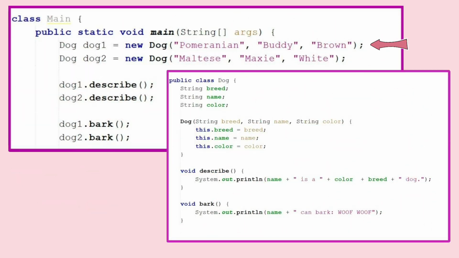We create two objects. The first is dog1, which provides the values Pomeranian, Buddy, and Brown inside the parentheses. The second one is named dog2, where in the parentheses we have the values Maltese, Maxie, and White. These two objects are different but both follow the same rules from the class.